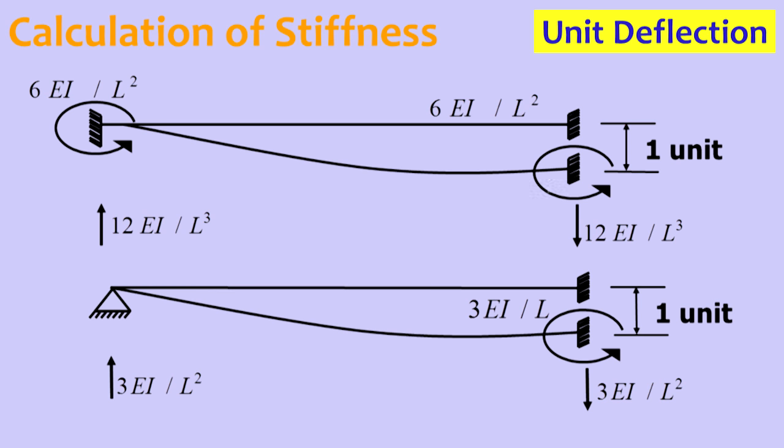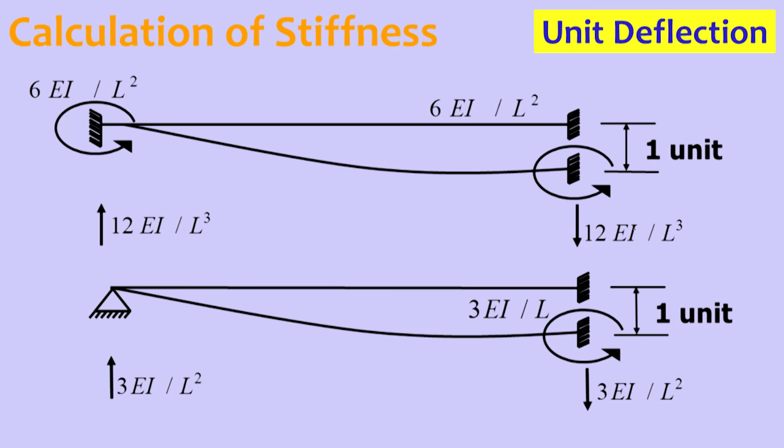And 6 EI by L square and 6 EI by L square together is 12 EI by L square unbalanced moment. To balance this we need to apply a clockwise couple. So that will be 12 EI by L cube on the right end downward and 12 EI by L cube on the left side support upward. So that will make the whole member in equilibrium.